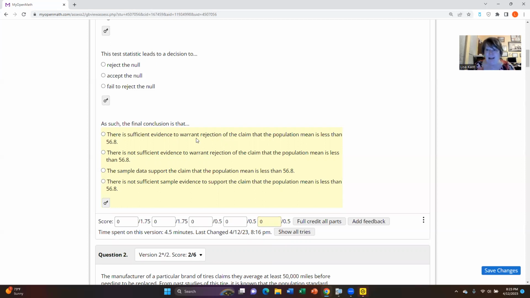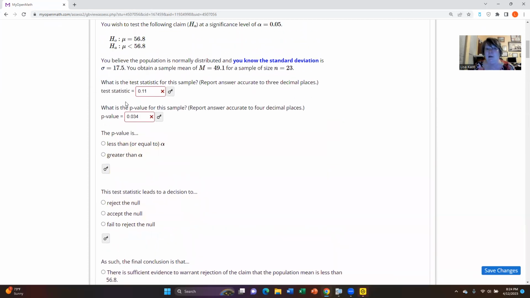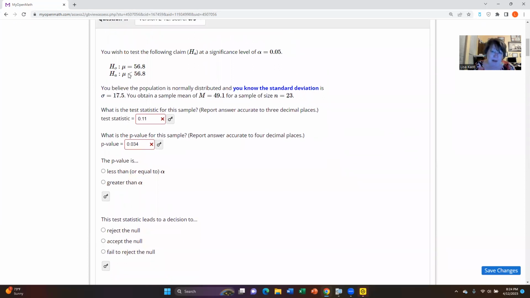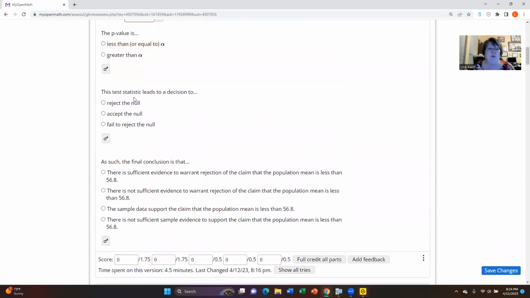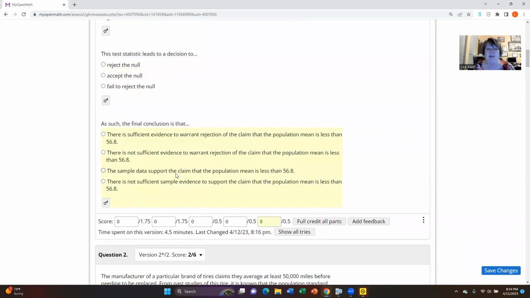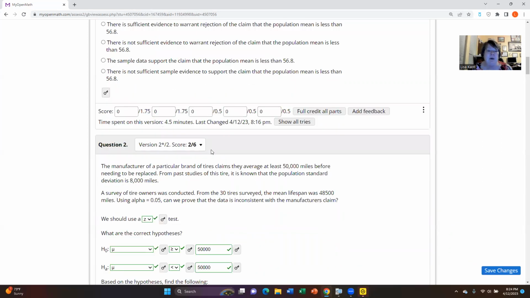In other words, the data that I collected is sufficient to support that claim. So since I rejected the null, my alternative hypothesis is supported. Okay, so we would choose the sample data support the claim that the population mean is less than 56.8. All right, let's look at another problem.